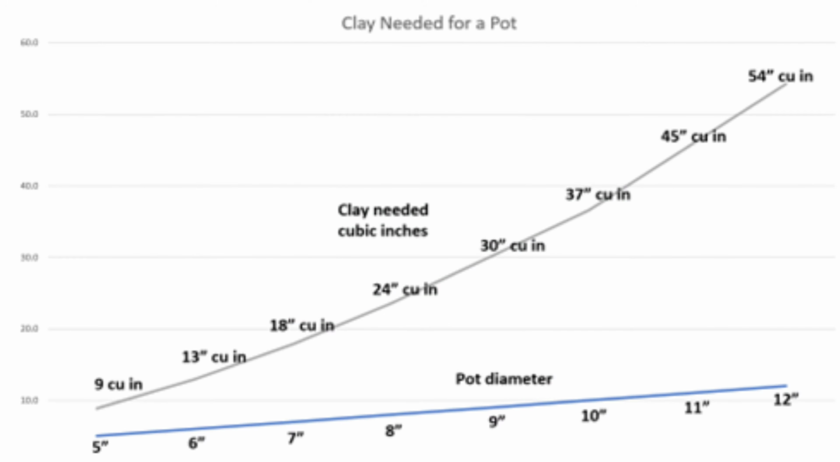In this graph, it shows the amount of clay needed to make a pot. On the bottom line, it shows the possible diameter, starting as small as 5 inches and ramping up to 12 inches. And then the top line shows the amount of clay needed in cubic inches. And you can see that it ramps up really quickly, so you need more and more clay as you get to a larger pot.